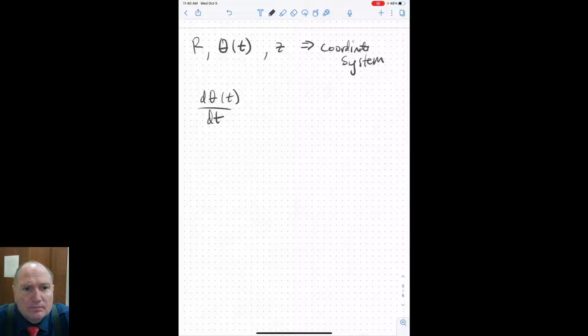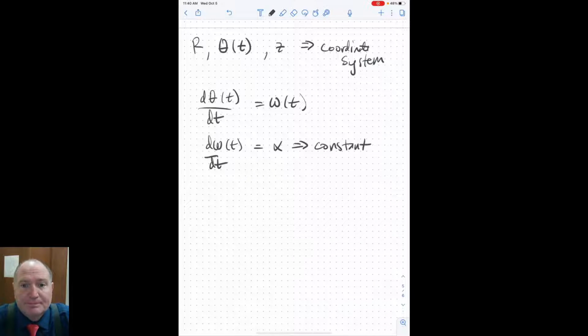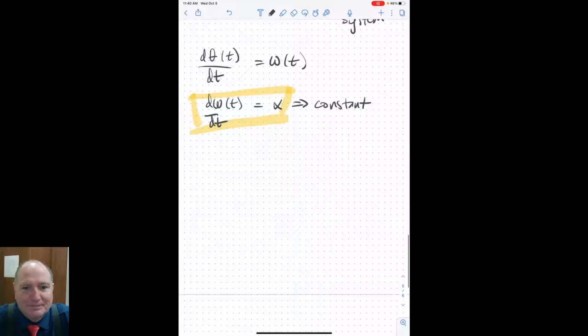d theta of t dt is omega, which is also a function of time. Ooh. And then d omega dt is alpha. This is constant. Okay, that's what we mean by kinematics. And so let's take this and see what other results we can get out of it. So if we start with this equation and integrate both sides, right? Nice. Then we have our first kinematic equation.